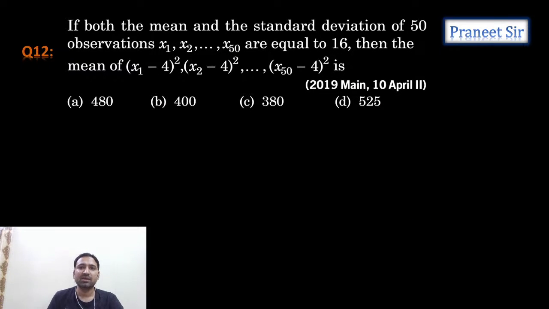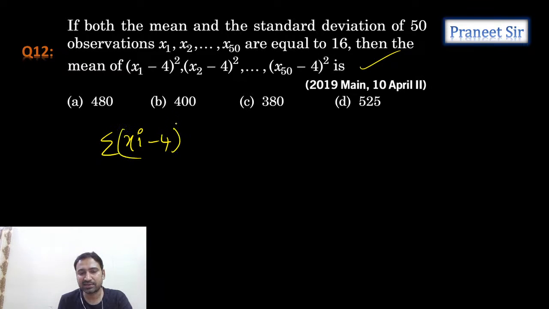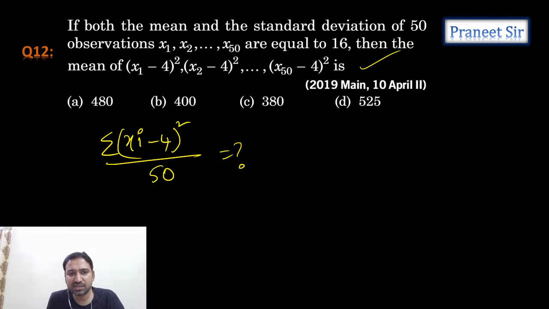Yeah, next question, guys. The mean and standard deviation of 50 observations are given. Both are equal: the mean is 16, the standard deviation is also 16. Then he is asking for the mean of these observations, which is sigma (xi minus 4) whole square by 50 only. Correct? That's what we need.